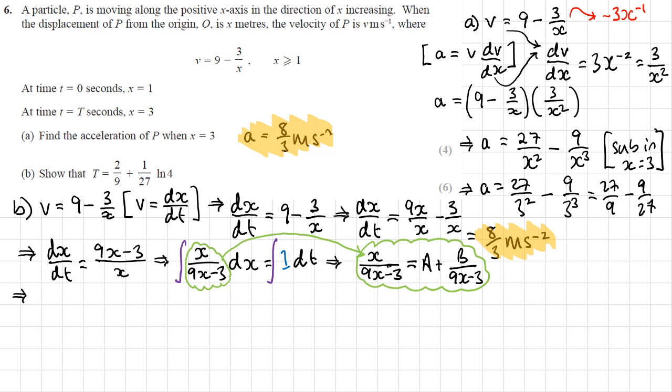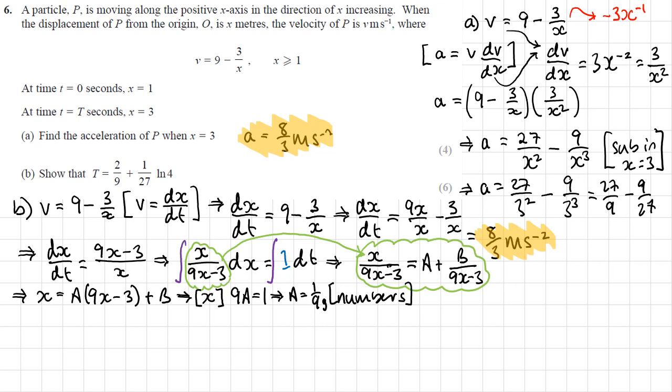To make the denominators the same, I will end up with x is equal to a times by 9x minus 3 plus b, and then if I compare coefficients on both sides, let's compare the coefficients of x, and then I will get 9a is equal to 1, which means that a is equal to 1/9. And then if I compare the number coefficients, on the left hand side I've got no number, so it's basically 0, but on the other side I will get b minus 3a is equal to 0, and from this I will get b is equal to 1/3. I'll just highlight those because those values are going to give me my partial fractions.